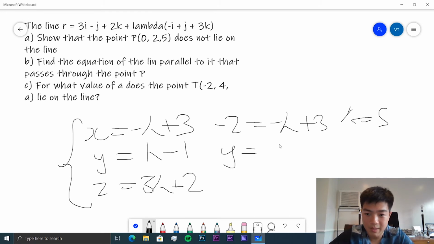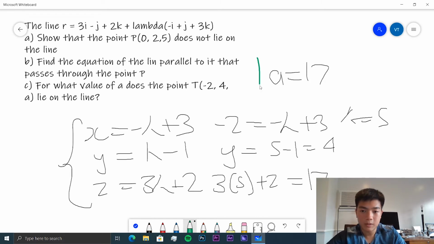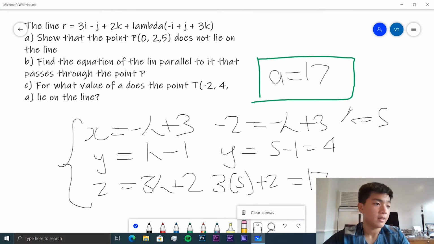Y is equal to lambda minus 1. 5 minus 1 is equal to 4. And so finally, we need to find the value of 3 lambda plus 2. So 3 times 5 plus 2, sorry, not minus 2, is equal to 17. So a must equal 17 for this point to be on the line. Okay, a is equal to 17. Nice. Okay, next question.